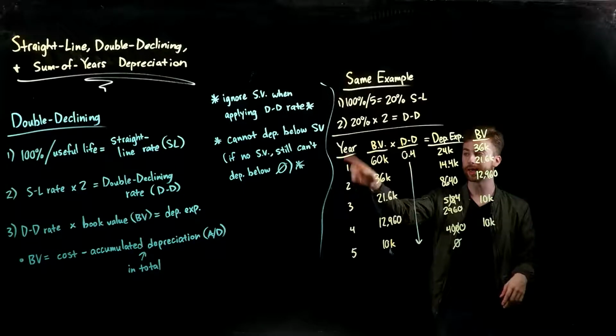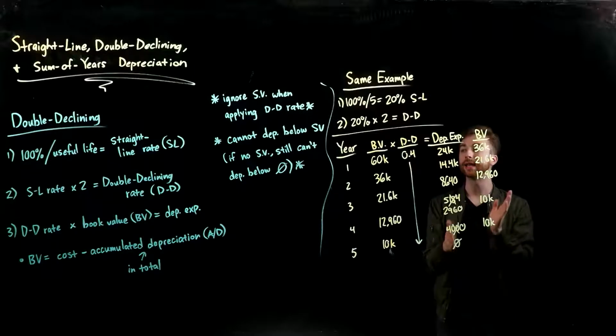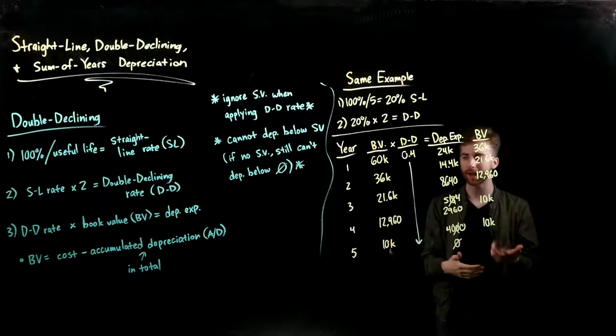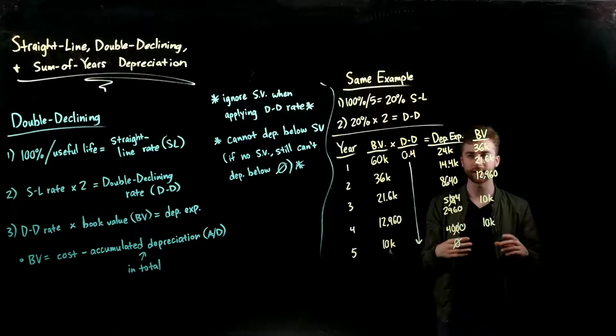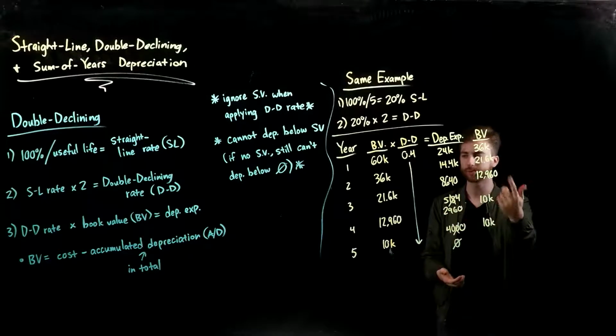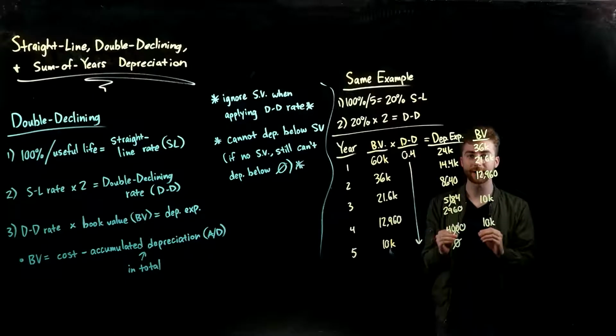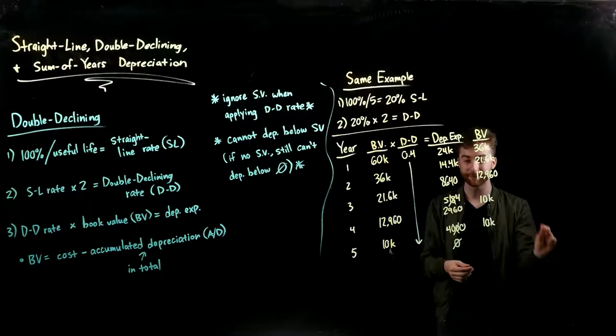So the way we would do that is we would take just 100% and divide by the useful life. That would give you your straight line rate. You take that straight line rate and you multiply it by 2, and that's going to give you your double declining rate. So once you have your double declining rate, that's really what you need to do the double declining depreciation, because from there you multiply it by whatever your book value is at that point in time, and that's going to give you what the depreciation expense is for that year.